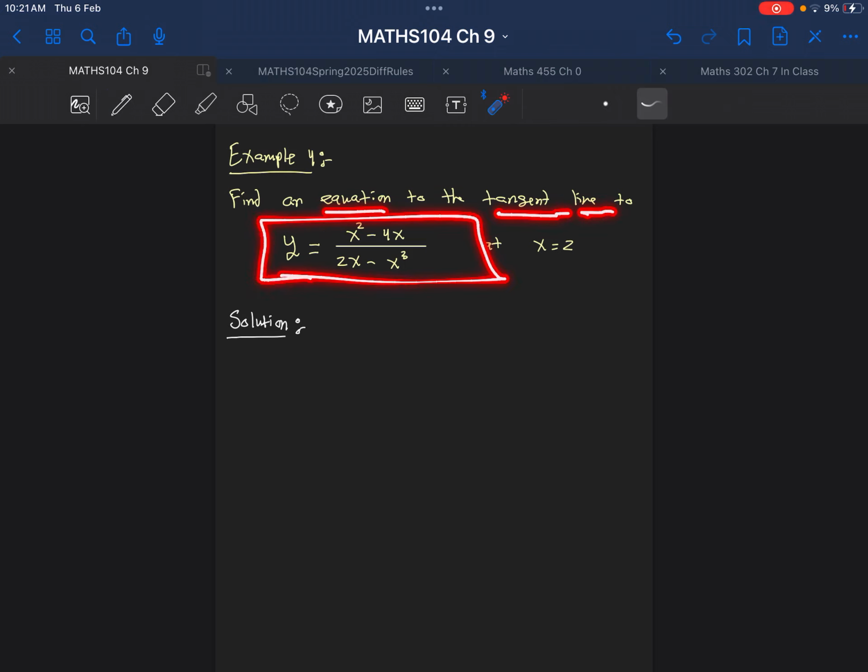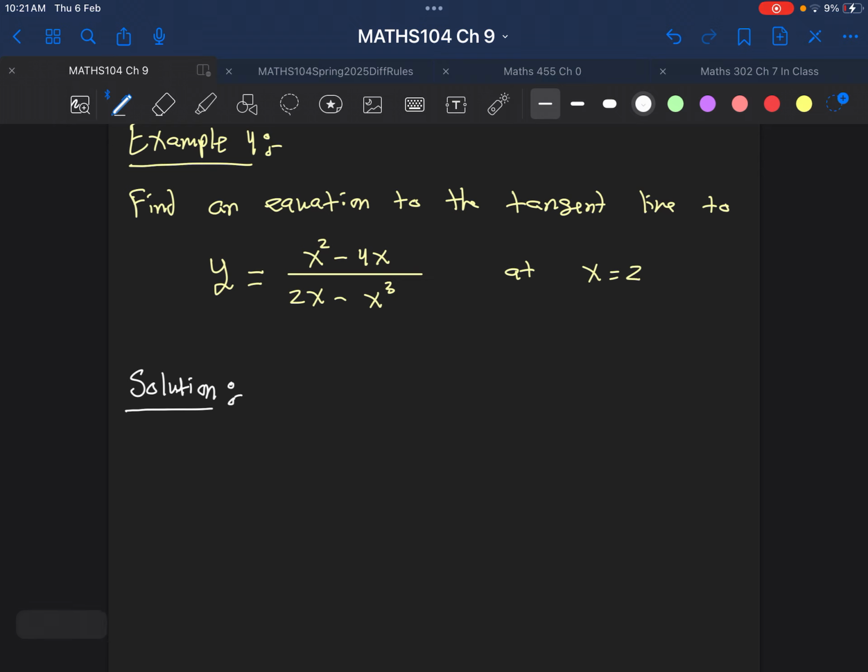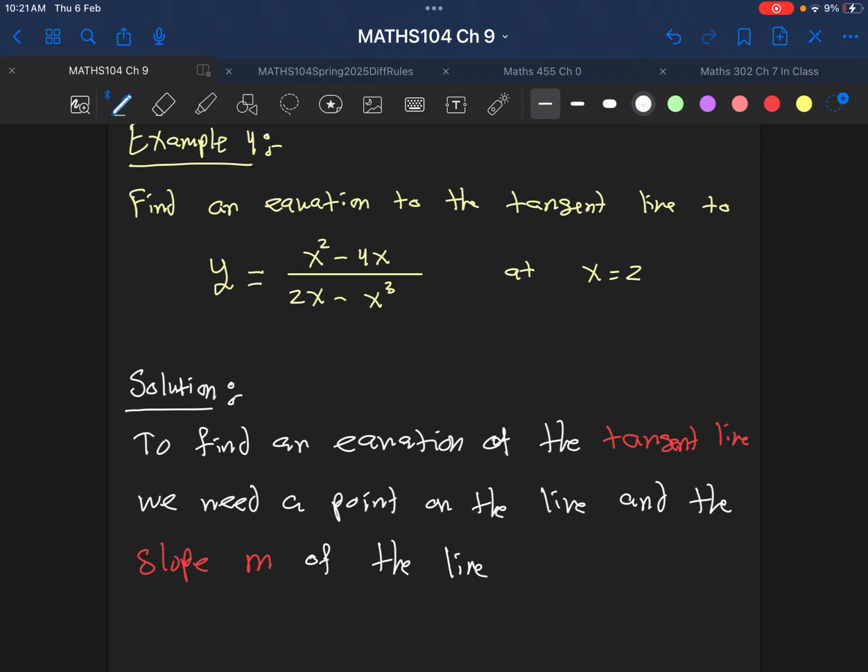Here we need to find an equation of the tangent line to this function. So again, let me remind you, because those questions are very important. To find an equation of the tangent line, remember this is not just any line, it's the tangent line, we need a point on the line and the slope m of the line.